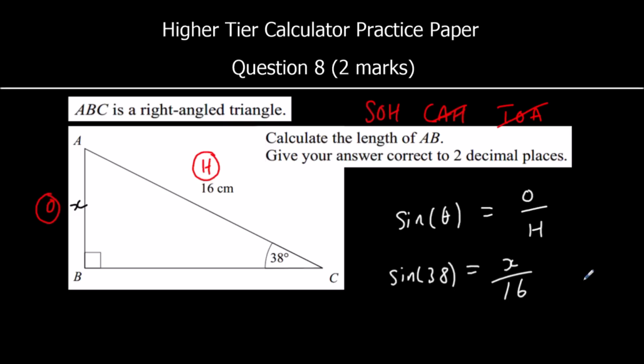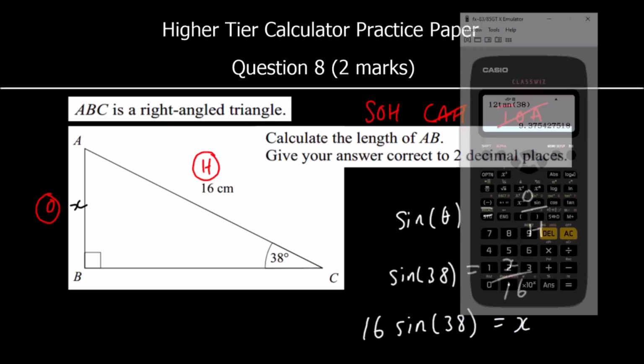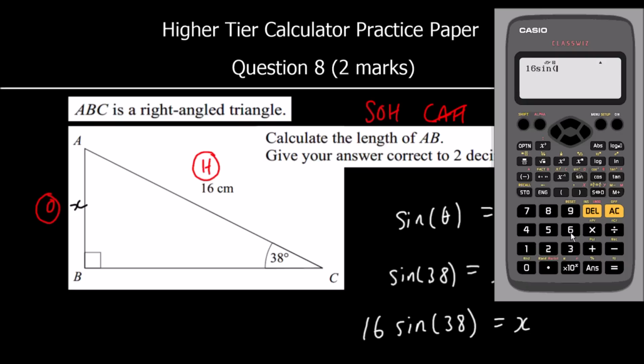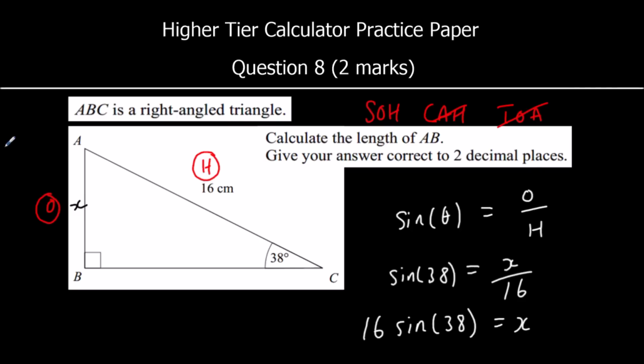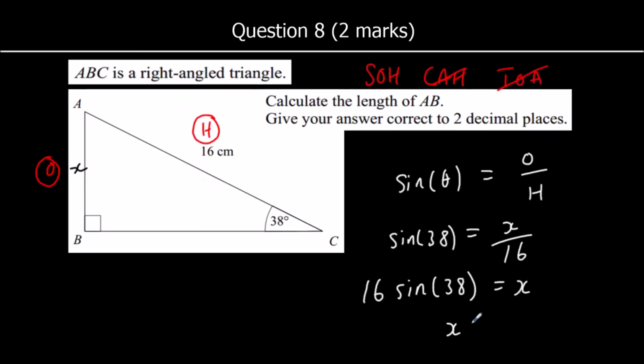To get X by itself, times both sides by 16. So 16 times sine 38 is equal to X. And that is 9.85. So X is equal to 9.85 centimeters.